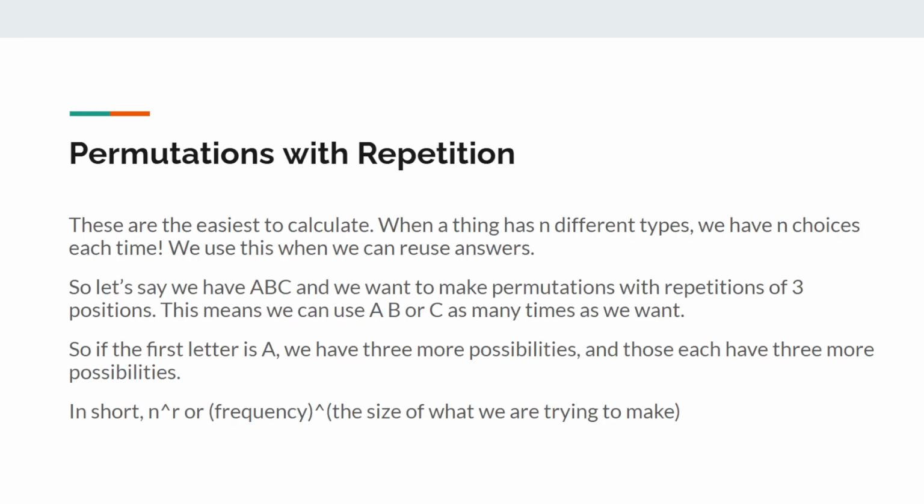So let's explain how this works. We can read this all here. However, I'm going to explain it really quickly using Sketchpad to understand why it works, because I hate when you're just blindly given a formula and expected to understand what it means. But these are the easiest to calculate. When a thing has n different types, we have n choices each time. We use this when we can reuse answers. So repetition is the same as replacement, which simply means you're replacing the thing you chose.